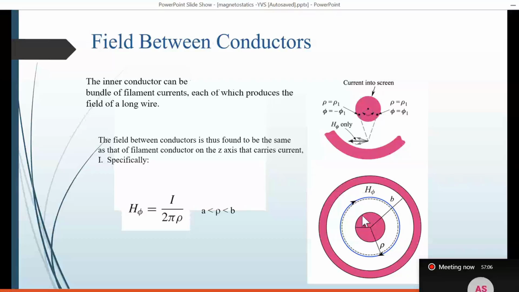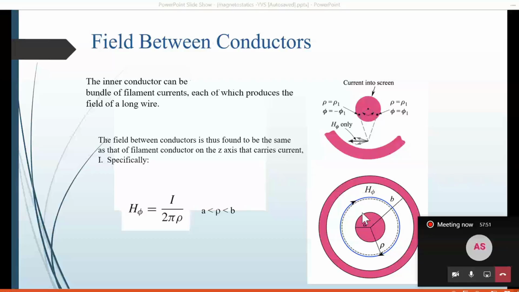But suppose the middle conductor is a solid conductor having radius equal to a, and the outer conductor has radius equal to b. Now, in the space between these two conductors, I want the value of the magnetic field intensity, H phi, the magnitude. So first, I will apply Ampere's law.